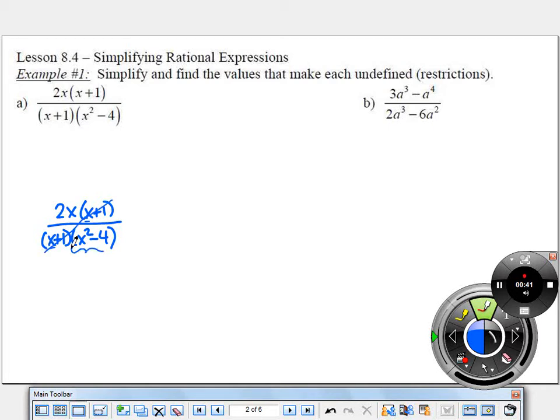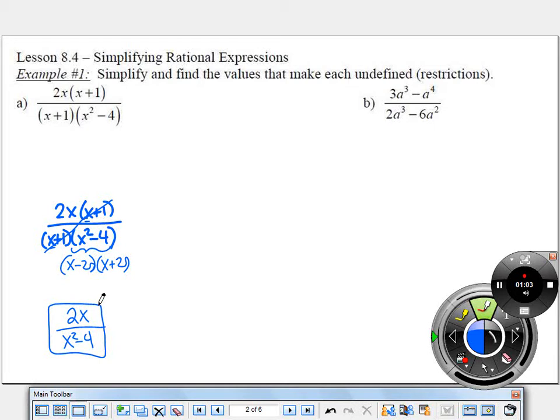And the x squared minus 4 can factor to x minus 2 times x plus 2. However, none of those is going to cancel with the 2x above. So I'm going to leave my answer as 2x over x squared minus 4. You're welcome to leave that x squared minus 4 in the factored form as well, if that's what you prefer.